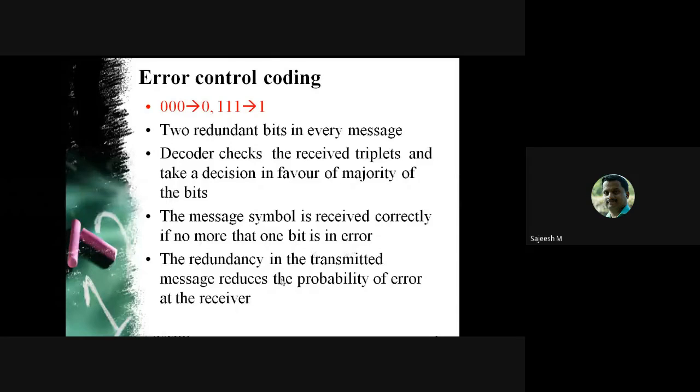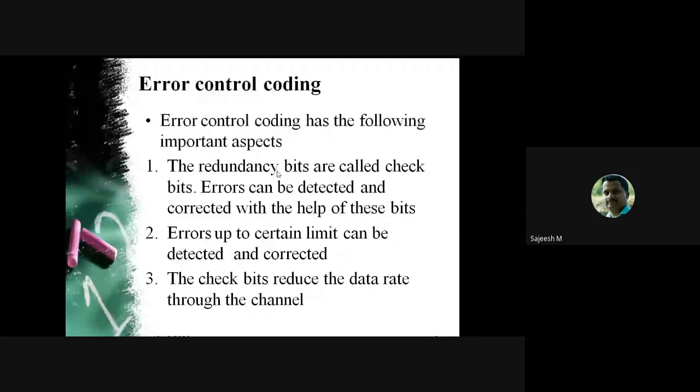Therefore, here the redundancy in the transmitted message reduces the probability of error at the receiver. It is a simple error controlling mechanism. A code word is generated by adding extra bits, check bits. Then some errors can be detected and corrected. Error control coding has the following aspects. The redundancy bits are called check bits, and errors can be detected and corrected with the help of these bits.